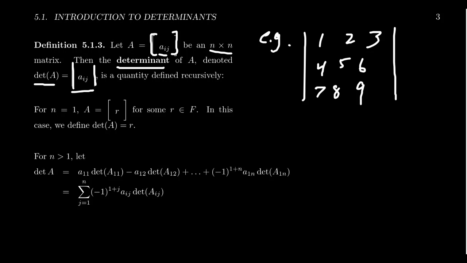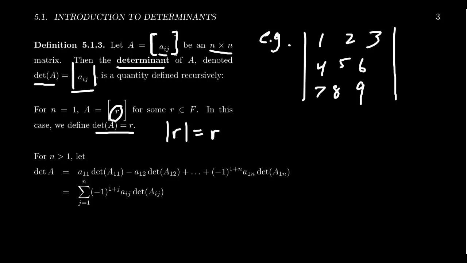Now, when we compute a determinant, we're going to compute it recursively. That is, we use subcases in order to define the determinant of any given matrix. As a base case, we're going to use 1 by 1 matrices. If you have a 1 by 1 matrix, it's really just a number. That's all there is. And so we're going to define the determinant just to be that number itself. So if you take a determinant of r, you just get r.